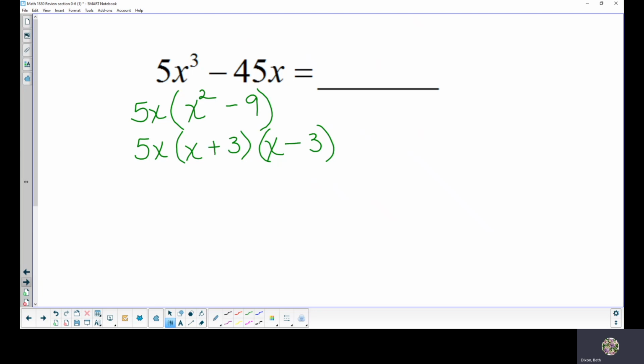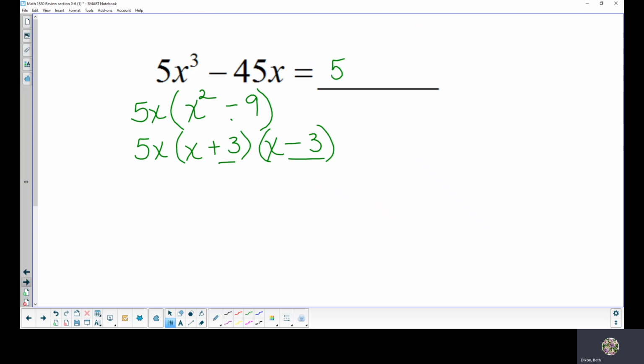So that makes one of them a positive and one of them a negative. A positive 3 times a negative 3 gives me a negative 9. So this up here has to be a negative 9 for this to be the difference of two squares. That's why we don't say the sum of two squares or just two squares. It only works if they are the difference of two squares. So this would be our answer.